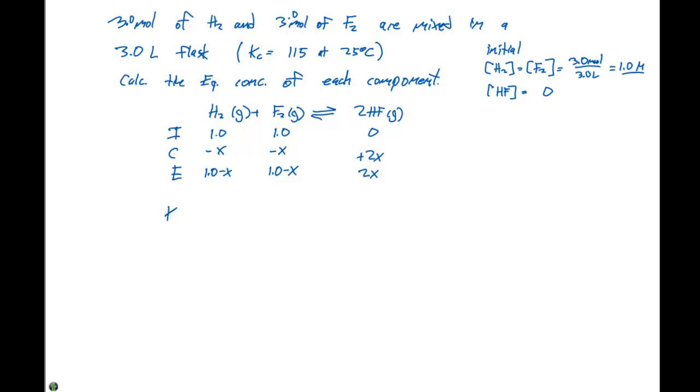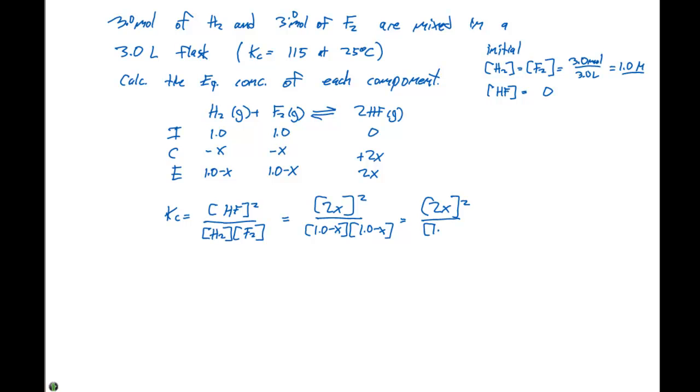So if we set up our Kc expression, it's going to be the concentration of HF, that quantity squared, divided by the concentration of H2 times the concentration of F2. And that is going to equal 2x, that quantity squared, divided by 1.0 minus x times 1.0 minus x. We can write this as 2x squared divided by 1.0 minus x, that quantity squared. That's going to equal 115.